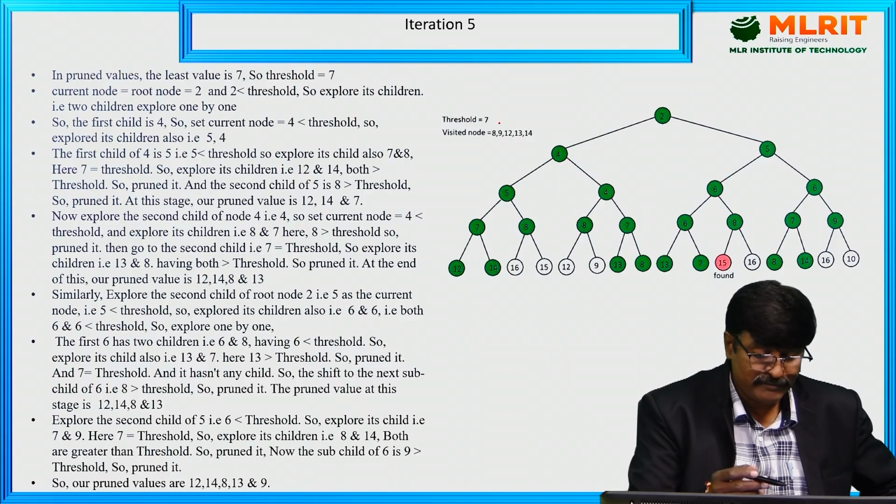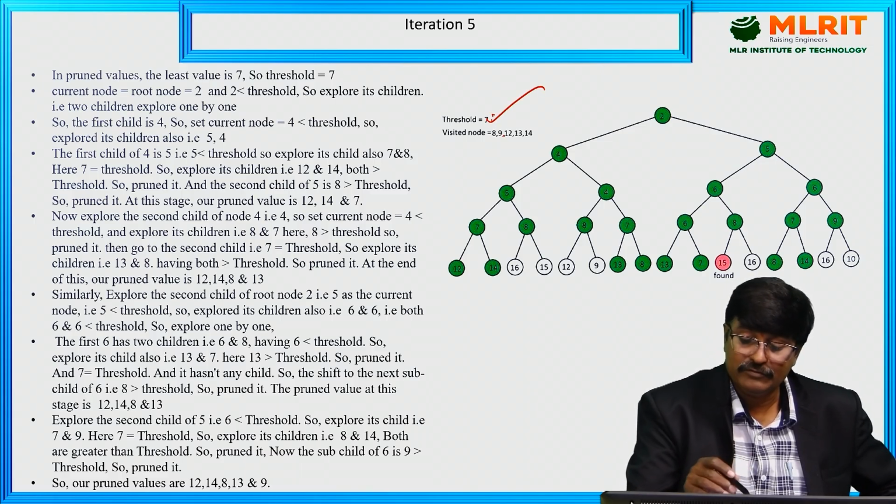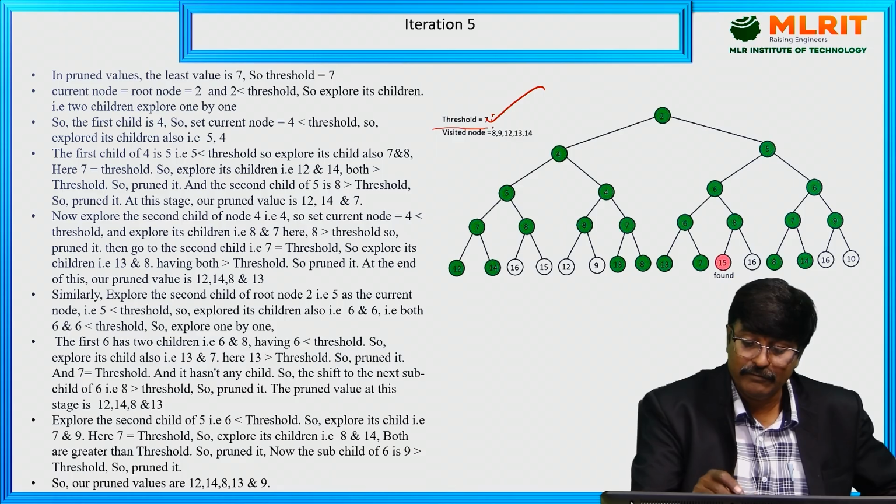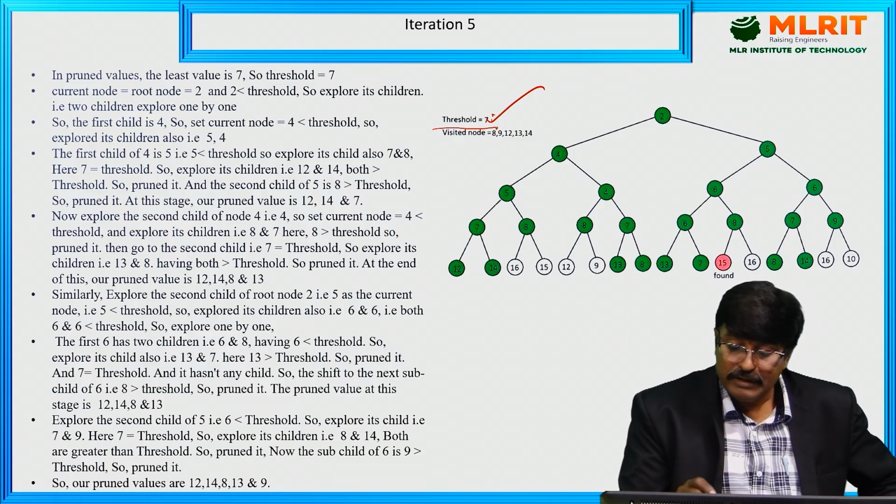Out of the previous pruned list, which one is the least? 7 is the least in that, so you keep 7 as the threshold value. With this 7, you are again expanding further. See, here 7 is there.